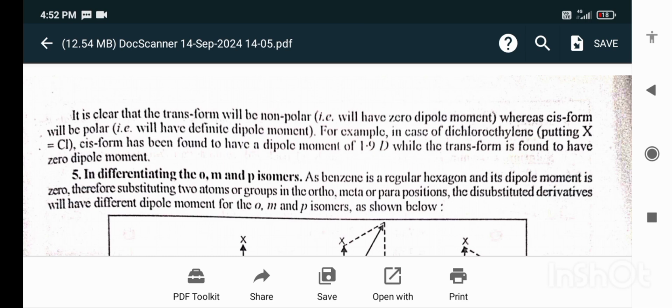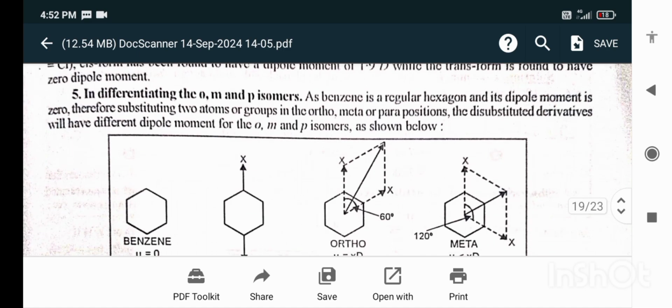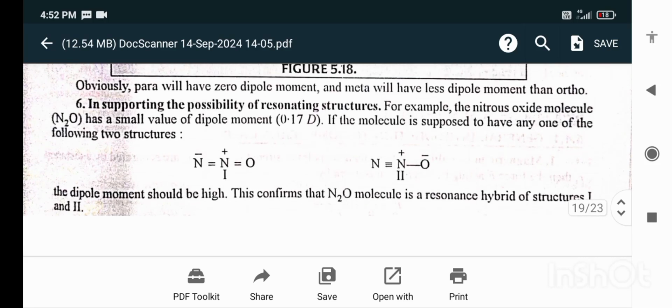In differentiating the ortho, meta and para isomers, benzene is a regular hexagon and its dipole moment is zero. Therefore, on substituting two atoms or groups in the ortho, meta or para positions, the di-substituted derivatives will have different dipole moments for ortho, meta, para isomers. Obviously, para will have zero dipole moment and meta will have less dipole moment than ortho.